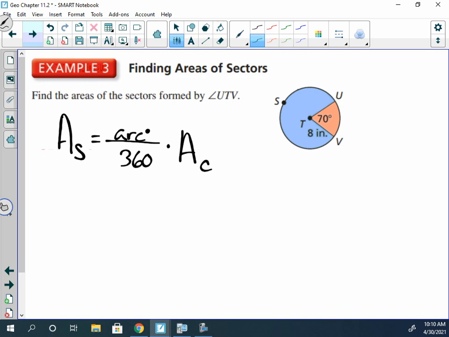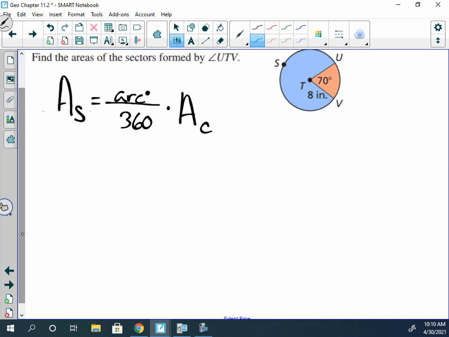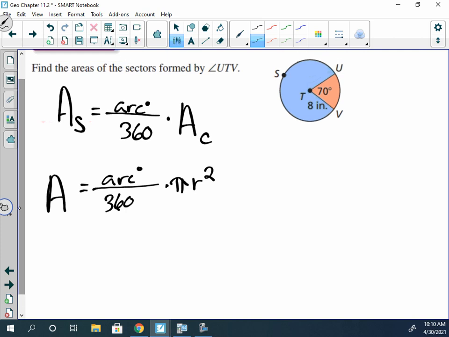And normally they won't write it this way here. Mainly, we'll end up writing it as arc degree over 360 times pi r squared. Now this here, they gave us some information. Find the areas of the sectors formed by angle UTV.